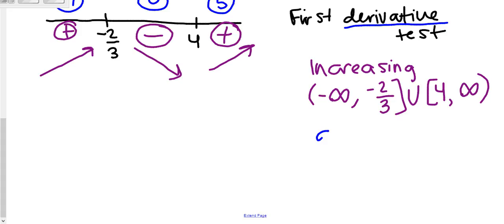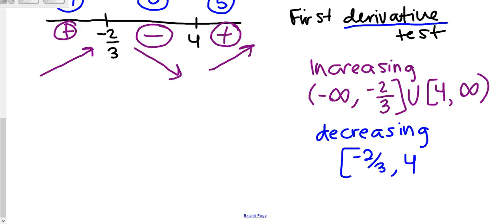Then decreasing, there's only one section where it's decreasing, right in the middle. So in between negative 2/3 and 4. And we're mostly done with this problem.